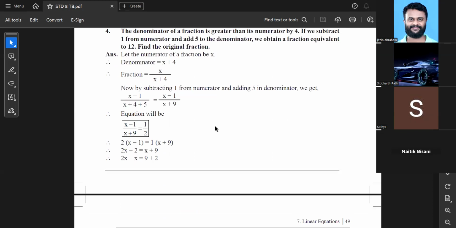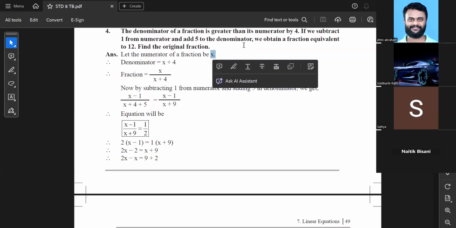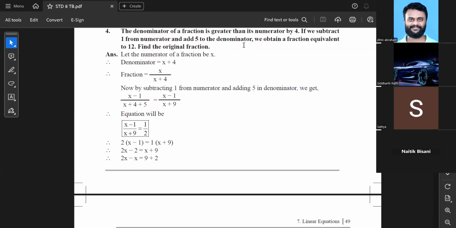Now, the fourth question goes like this. The denominator of a fraction is greater than its numerator by 4. If we subtract 1 from the numerator and add 5 to the denominator, we obtain the fraction equal to 12. Find the original fraction. So first of all, you will have to assign x to someone. You have the denominator and numerator. So I'll name numerator as x. We can name anyone as x.